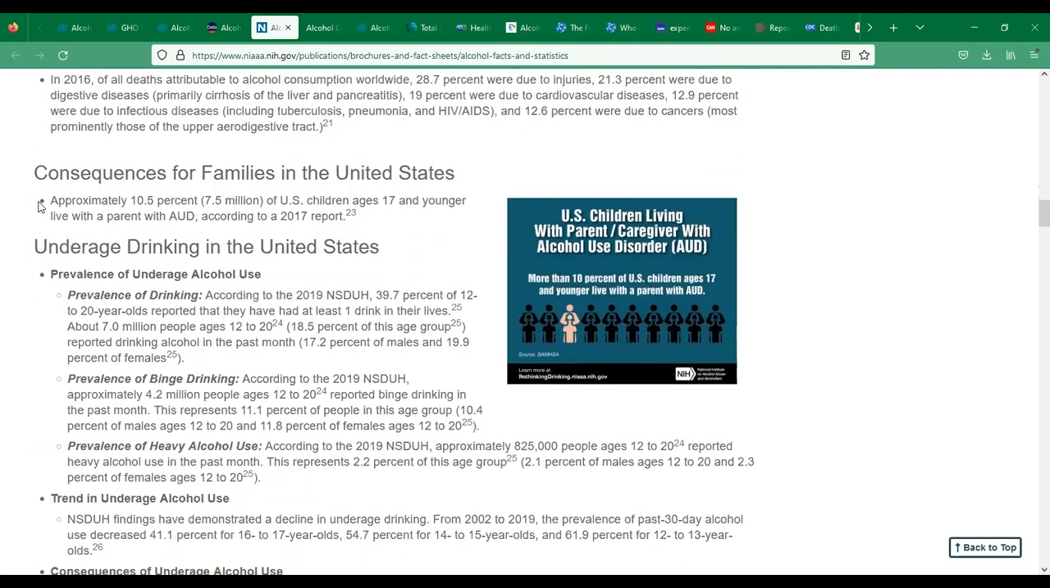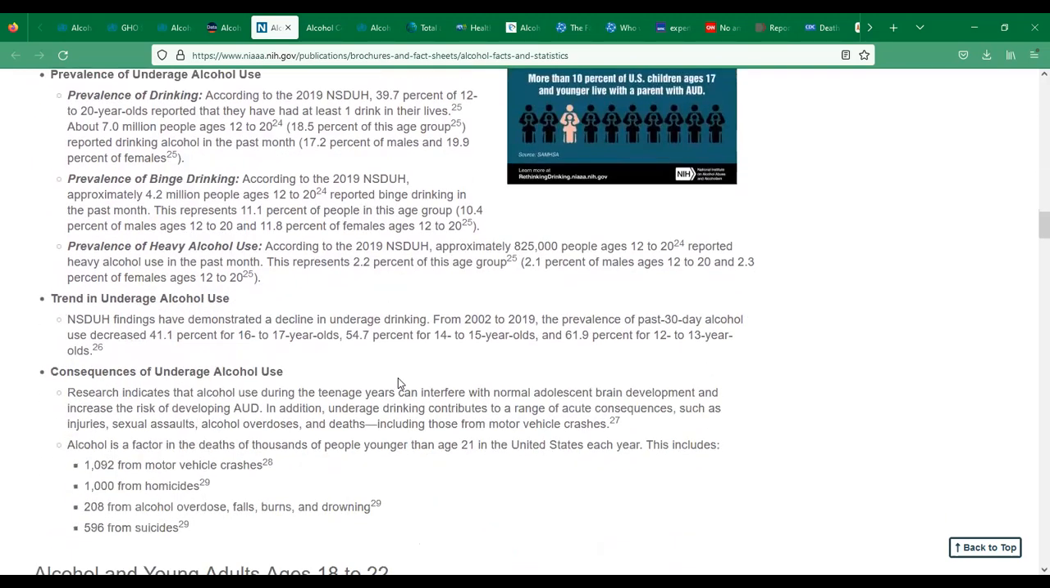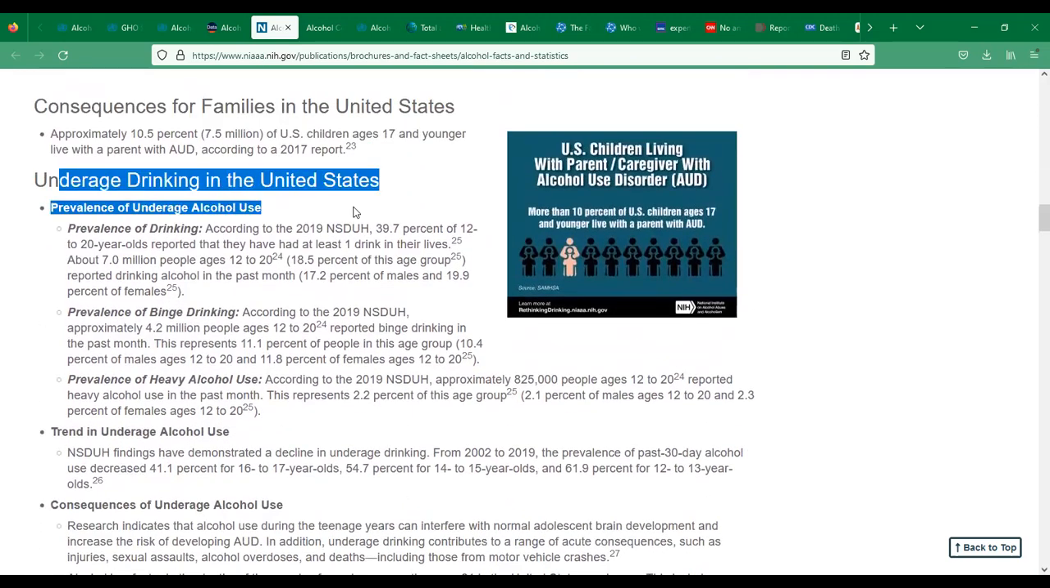Consequences for families in the United States: around 10.5% of US children aged 17 and younger live with parents with alcohol use disorder. Underage drinking in the United States. So it's difficult to get data about underage drinking.